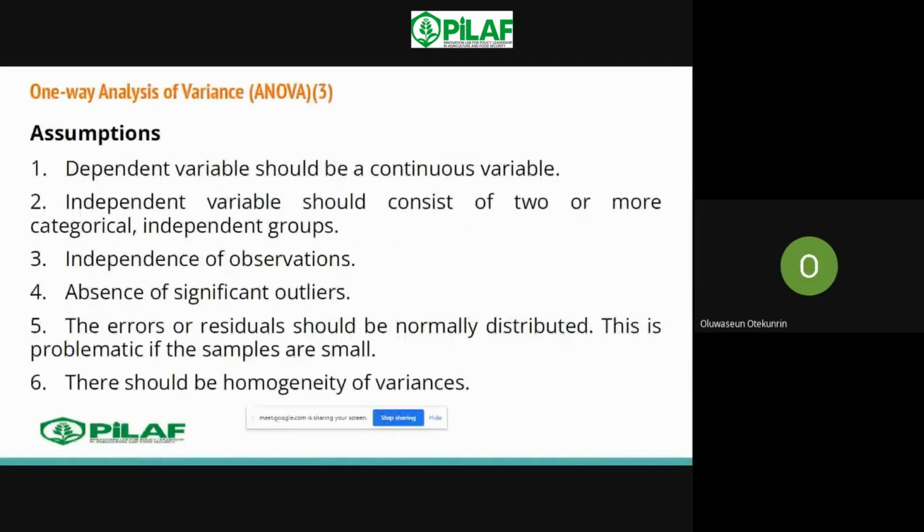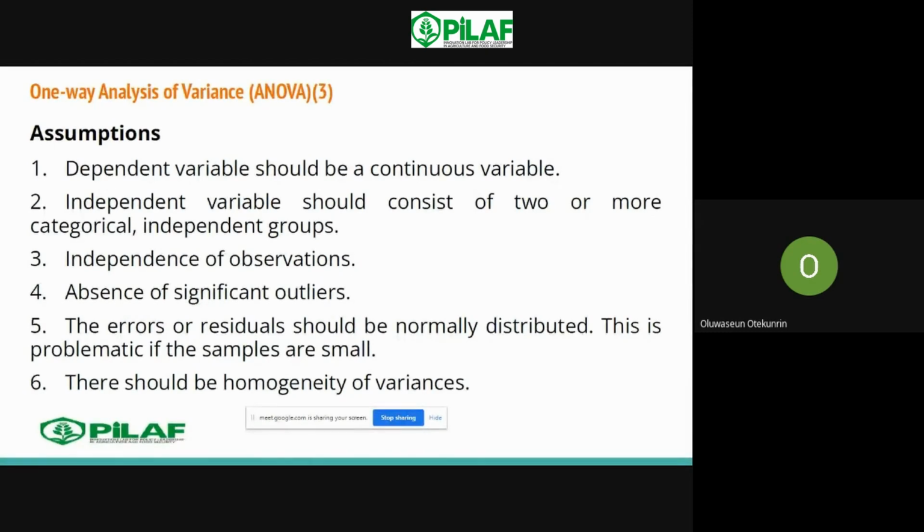Okay, so we are on assumptions of one way ANOVA. We said the dependent variable should be a continuous variable, quantitative in nature, on an interval or ratio scale. The independent variable should consist of two or more categorical independent groups, just as we have said the other time. Then independence of observations: the observations should be collected independently. That means that randomization must have taken place. You must take note of the random procedure and use it to the fullest.